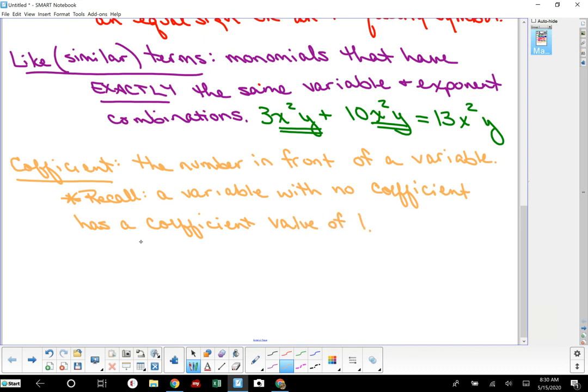And so if you have something like 3x plus x, remember that in front of the x there's an invisible 1, and you need to make sure that you count that. And so this would be 4x if you added those two things together.